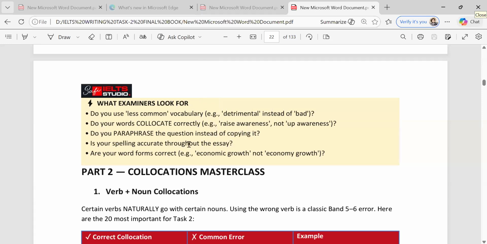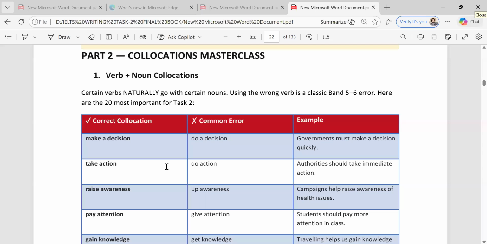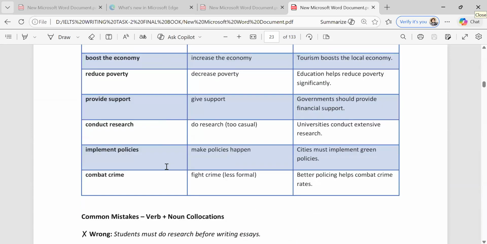Is your spelling accurate throughout the essay? And are your words formed correctly? Economic growth, not economy growth. We will study them, clear? Then we will study collocations and how we can collocate verb plus noun. You can study them at home. I will share the notes with you.